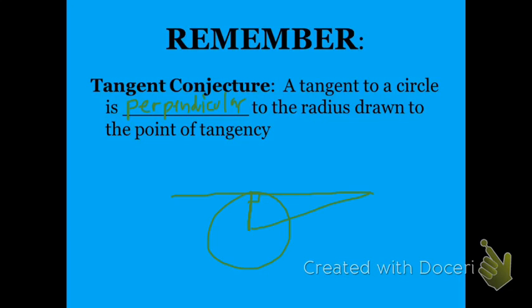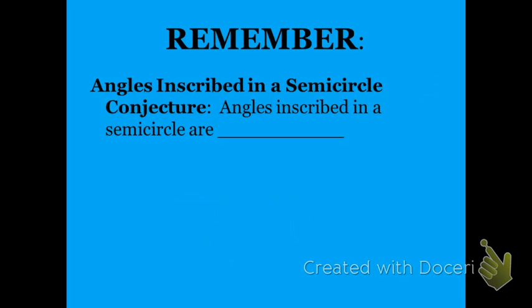Let's look at a second conjecture, the angles inscribed in a semicircle conjecture. Angles inscribed in a semicircle are blank. So here is a circle. Here's the center. This diameter will cut the circle in half. If I inscribe an angle in the circle, and this arc is 180 degrees from here to here, then what do I know about this angle in red?